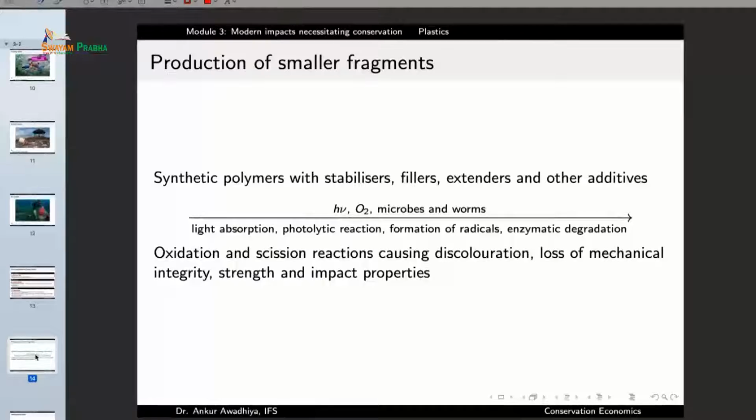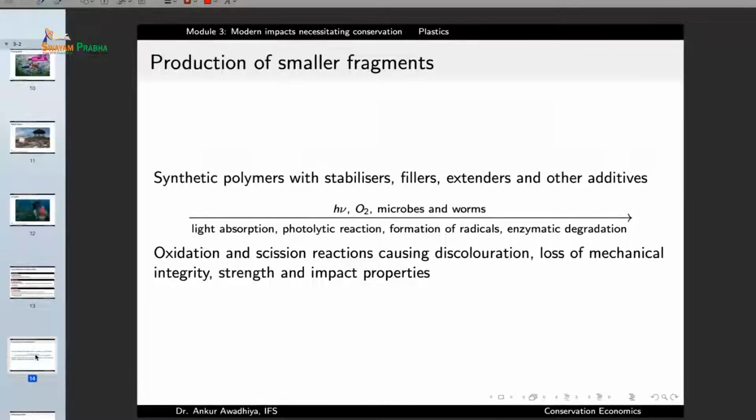So when we look at the production of these smaller fragments, the synthetic polymers have a number of things together with them. So if we look at any plastic container, such as this bottle of water, now this is plastic, but it also has a number of other constituents. So it has a stabilizer, it has certain fillers, it has a plasticizer. Now, these chemicals are added to the polymer, which is the plastic, to improve the properties. So the stabilizer will stabilize this material. You would also want to add certain other substances that make it look much more transparent, or add colors to it, and so on.